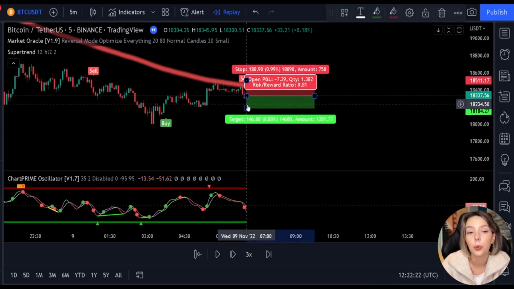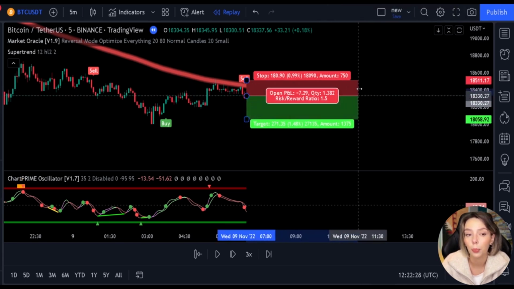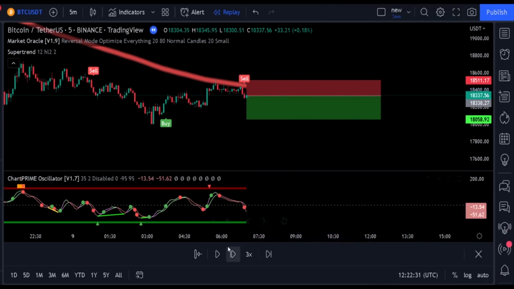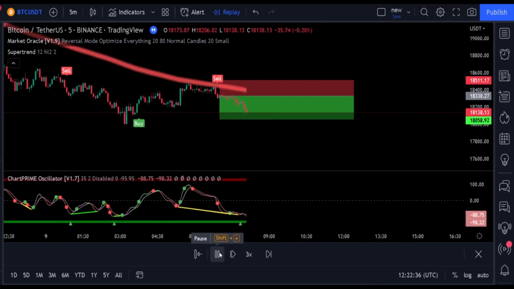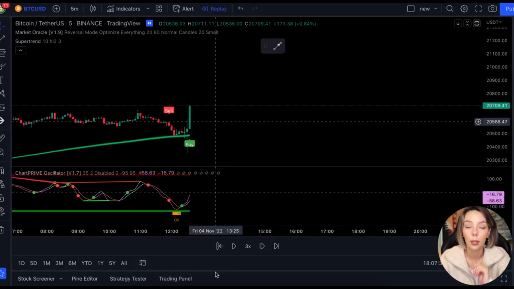We open short on the next candlestick, set stop loss behind the previous low, and set take profit 1.5 times more. As you can see, this is another profitable trade. Now let me show you some more trades. So let's look at a few long positions in real time.